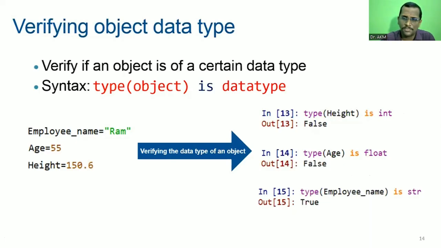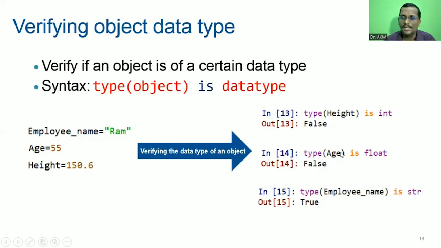How to verify the same? For example, if you want to check whether height is integer or not, type height is int. This checks whether the variable height is an integer. If it is an integer, it returns true. Otherwise, it returns false. In the given example, height is 150.6, so it is a float. Since the height variable is float, it returns false. So height is not of integer data type.